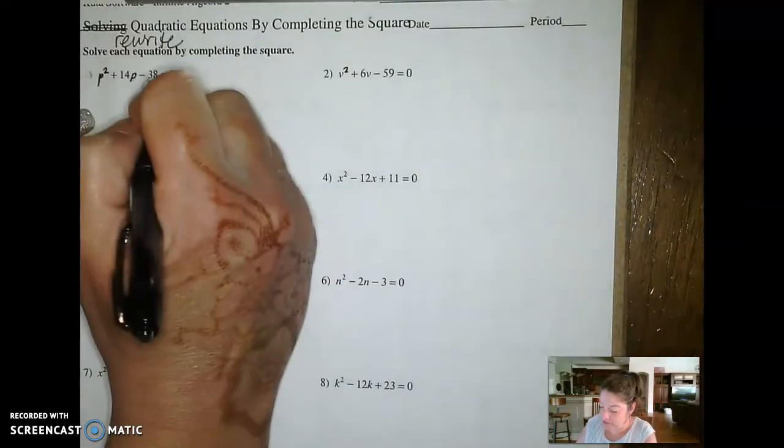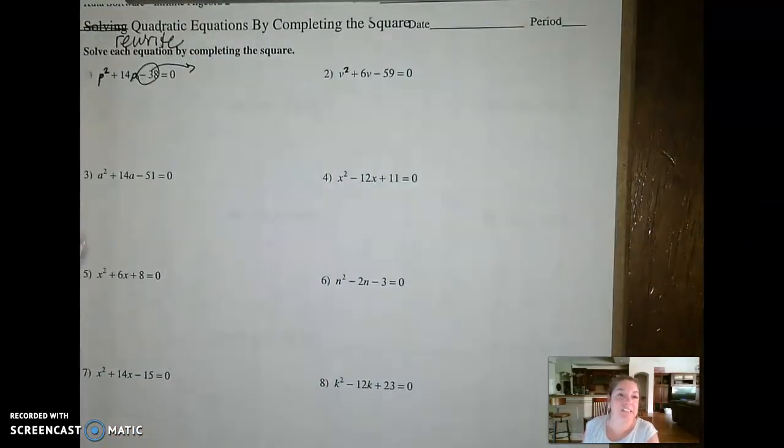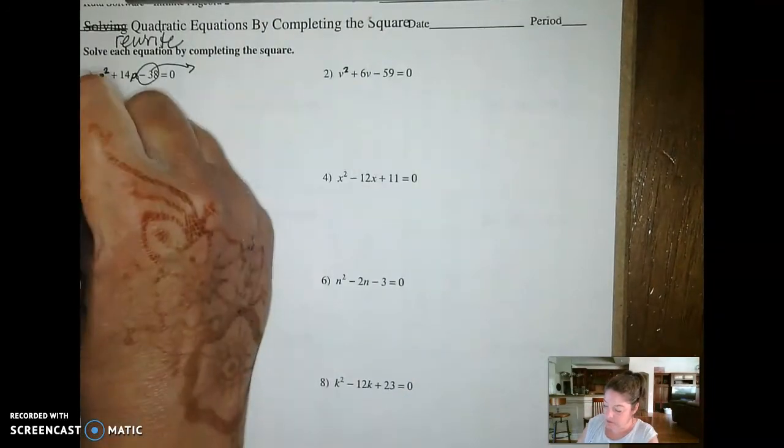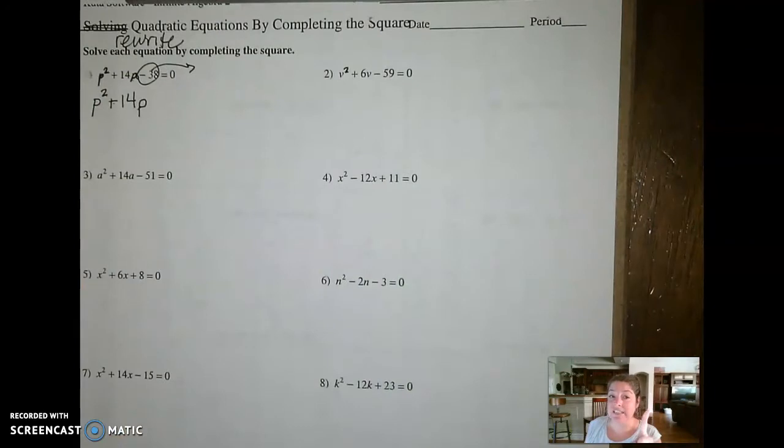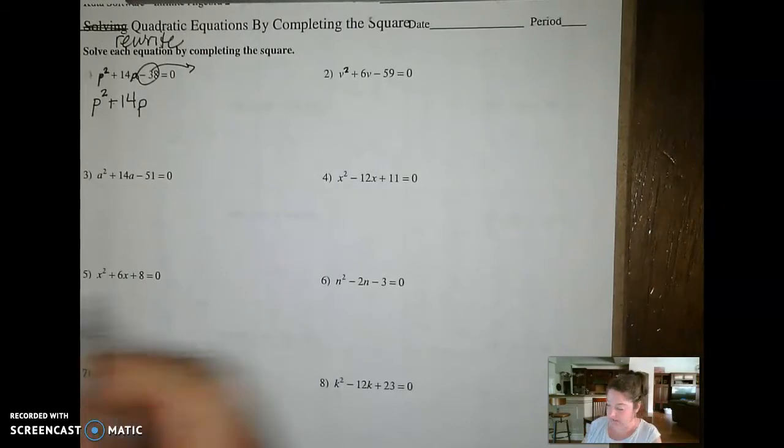So the first thing I'm going to do is get rid of this 38. It's in the wrong place. It's not the right number. It's out of here. Okay? So I now have p squared plus 14p. Now watch this. I promise there's a method to the madness. I'm not all that crazy, okay? Don't ask my kids, but I promise I'm not all that crazy, okay?